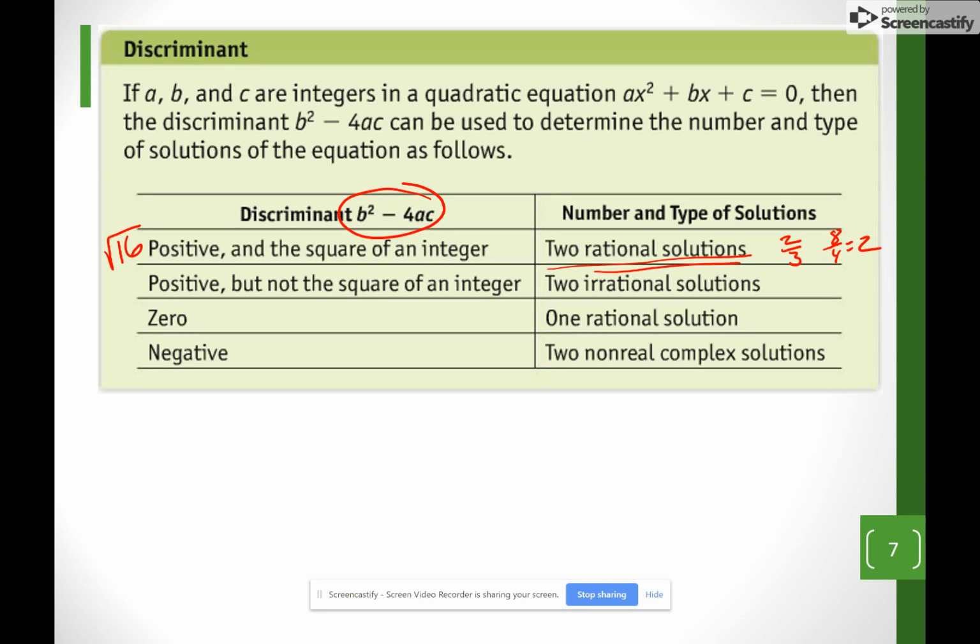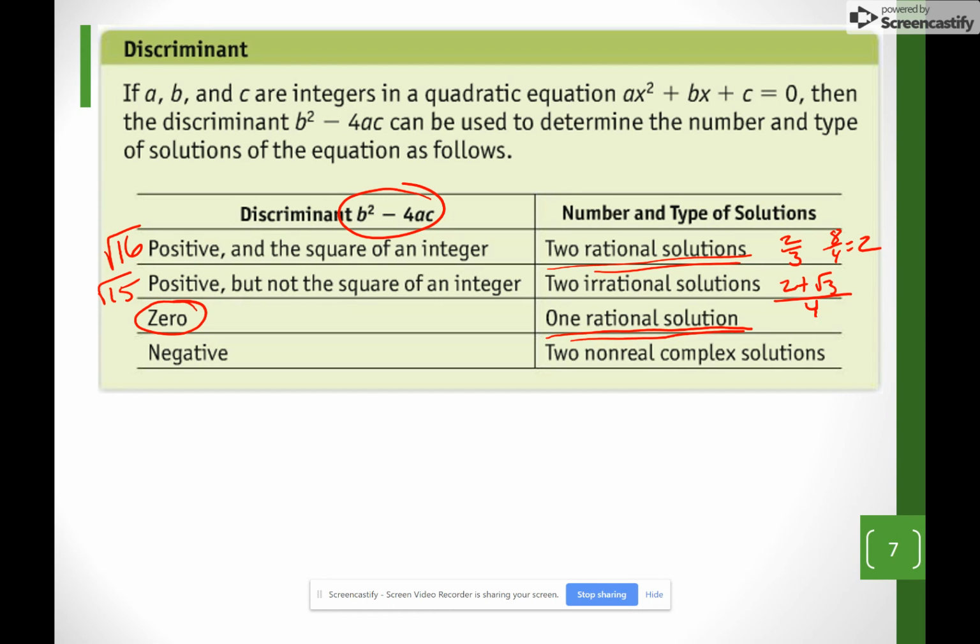Now, if my discriminant is positive, but not a perfect square, like the square root of 15, my answer will be irrational solutions. As an example of an irrational solution, I get something like 2 plus radical 3 over 4, and then obviously 2 minus radical 3 over 4. So I will have the radical sign in there if my answer is positive, but not a perfect square. Now, if my answer is 0, we saw that earlier, I'm just going to get one rational solution. Just one solution, and that's it.